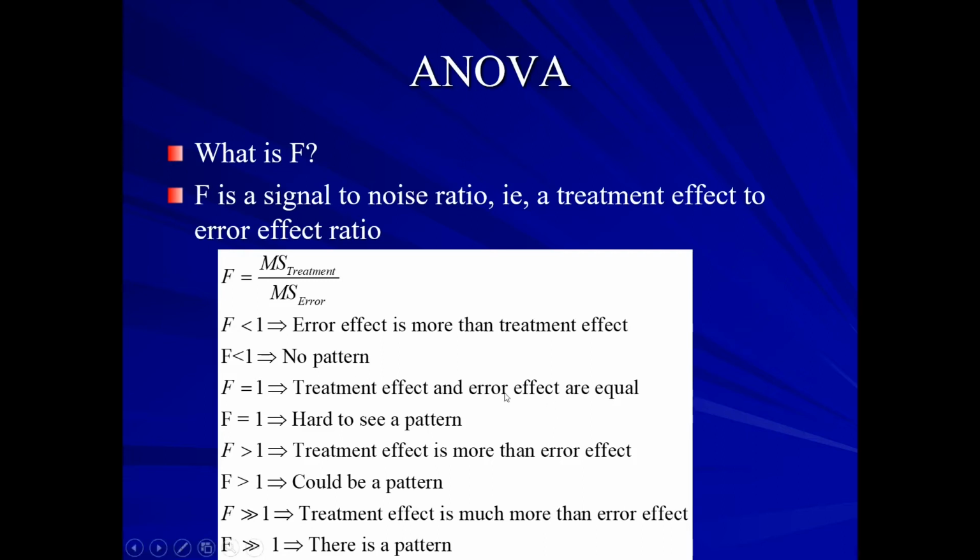Now, how do we know if there's a pattern? Well, if F is less than 1, then there is no pattern because our error effect is higher than our treatment effect. If F happens to equal 1, these are equally likely, and so it's going to be very hard to see a pattern. If F is greater than 1, there could be a pattern because our treatment effect is more than our error effect, but it might be harder to see. But if F is much greater than 1, then there's definitely a pattern because our treatment effect is much more than our error effect.